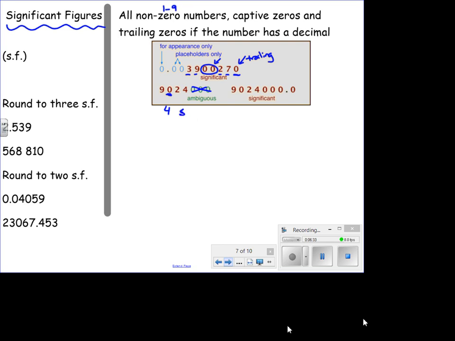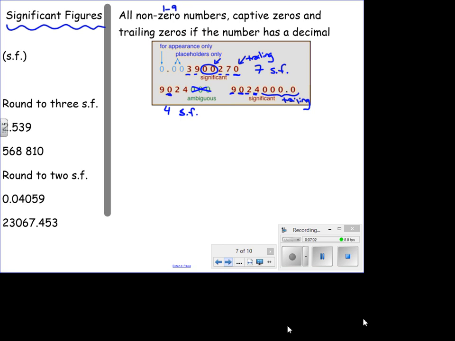I'll use an F for figures, that would make more sense. Whereas the last question had 1, 2, 3, 4, 5, 6, 7 significant figures, okay? So look at this last one. We have a captive zero, we have a 9, a 2, a 4, and we have some trailing zeros. Those are trailing zeros, but remember, there is a decimal in the question, so are we going to count them? And the answer is yes, we are.